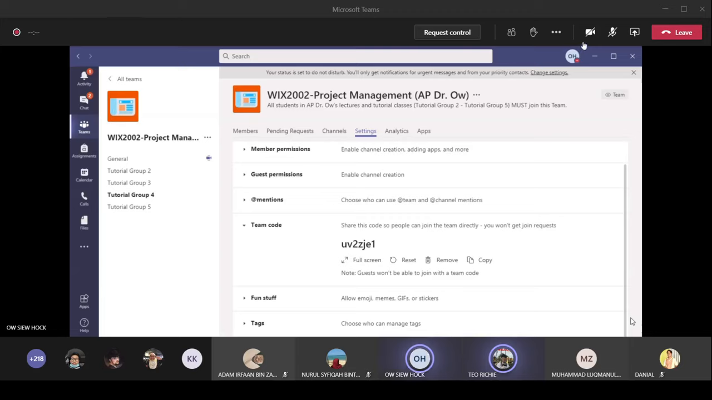Is that okay now? You try to get this code and then see whether you can join now. If the problem is solved, just let me know. Yes, we can join and we can see the files. We're already in. Yes. Okay, good. Thank you so much for helping to solve my problem.